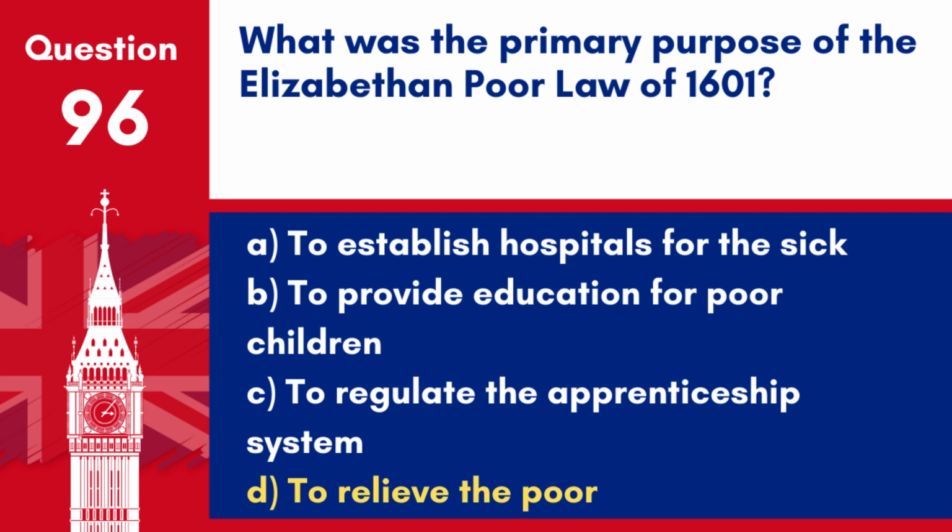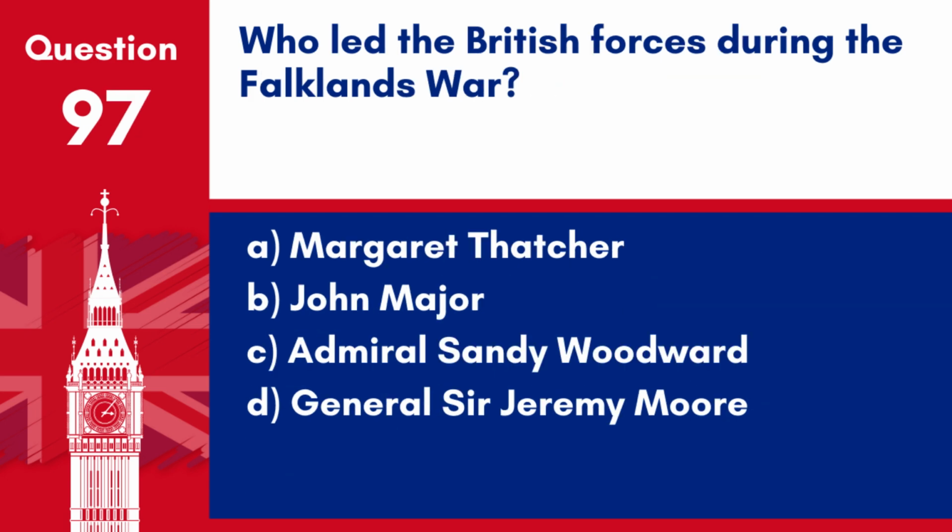Answer D. To relieve the poor. The primary purpose of the Elizabethan Poor Law of 1601 was to relieve the poor. Question 97. Who led the British forces during the Falklands War?